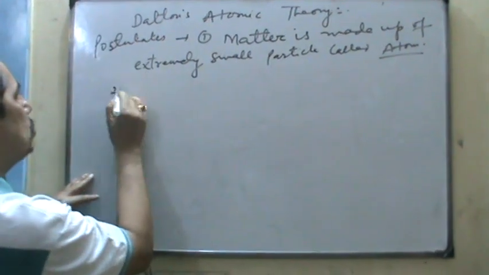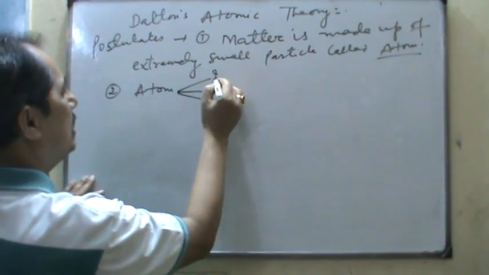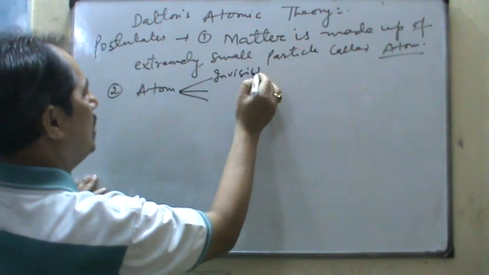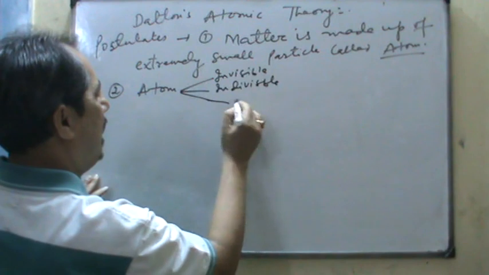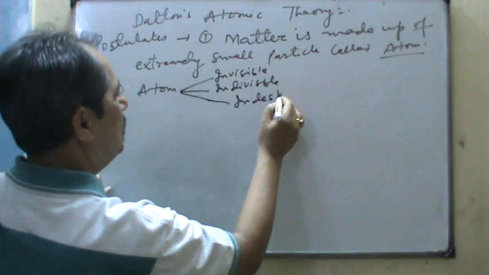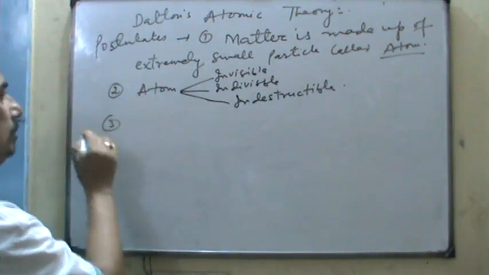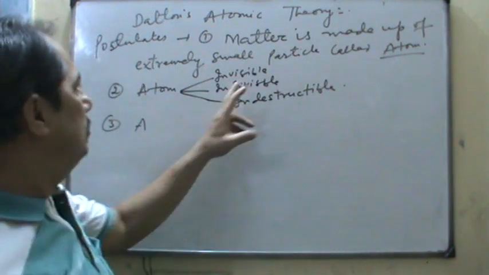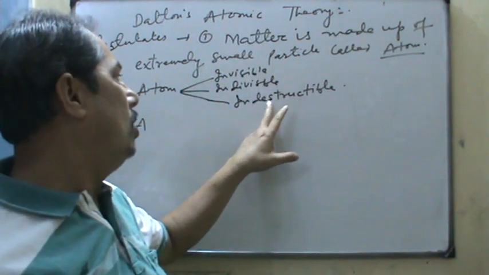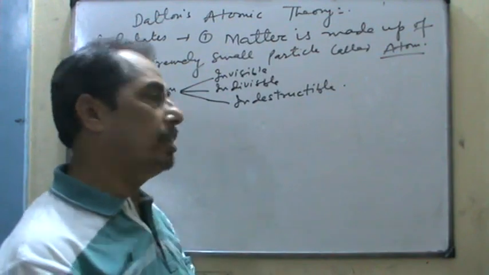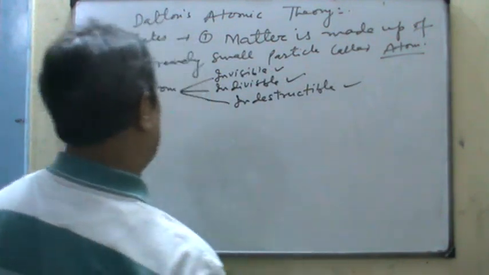Then second postulate, atom is what? Atom is invisible, indivisible, and indestructible. Third is the atom is neither visible, not divisible, and not destructible. These are, invisible, indivisible, and indestructible.